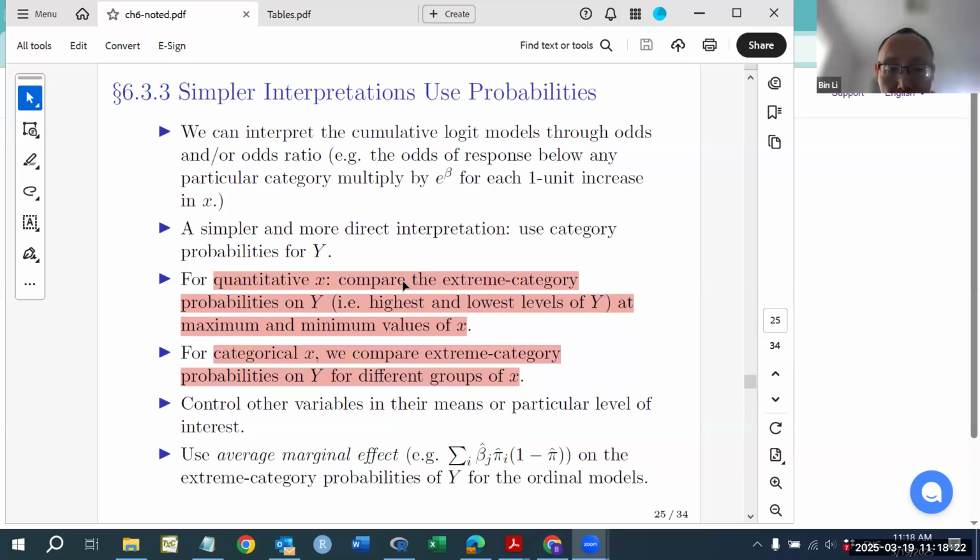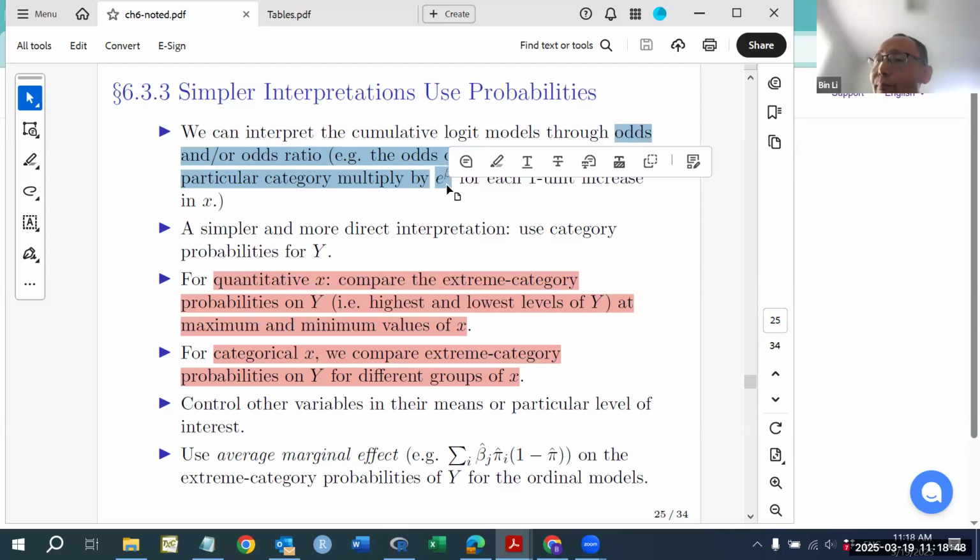Okay, so I think we've already explained that. Oh, yeah. So we can also interpret through the probabilities. So we can interpret the cumulative logit model through the odds and odds ratios in a different way. And if we interpret through the odds and odds ratios, then that is based on the exponential of beta.